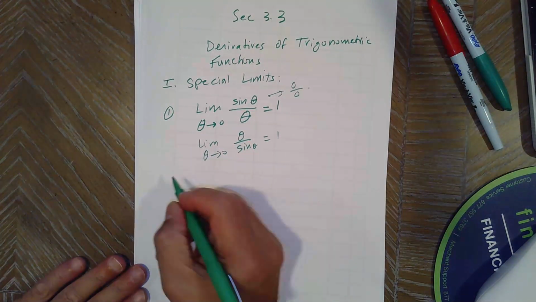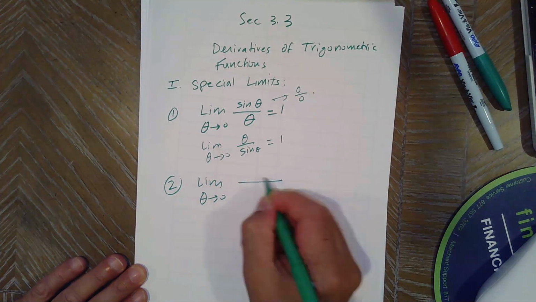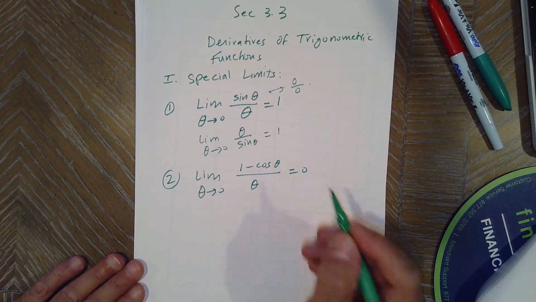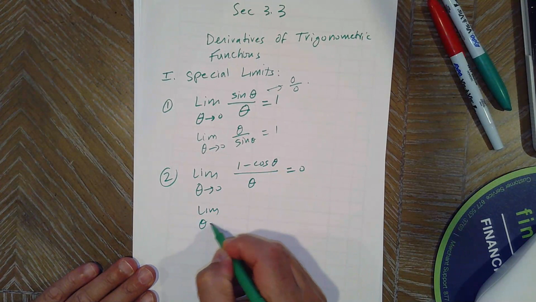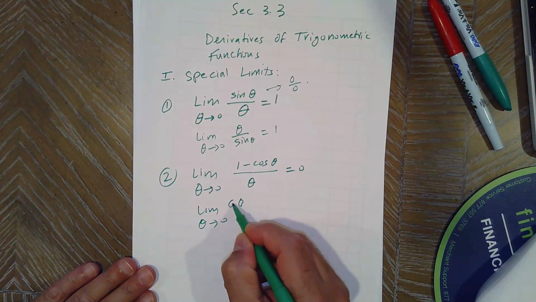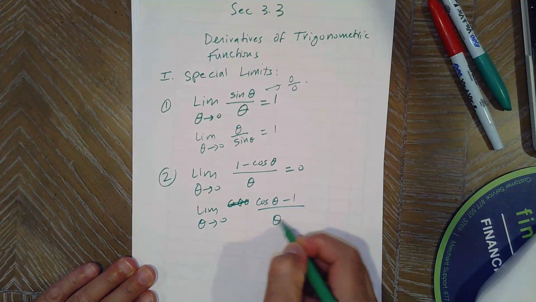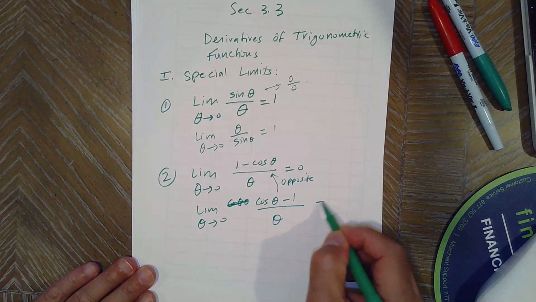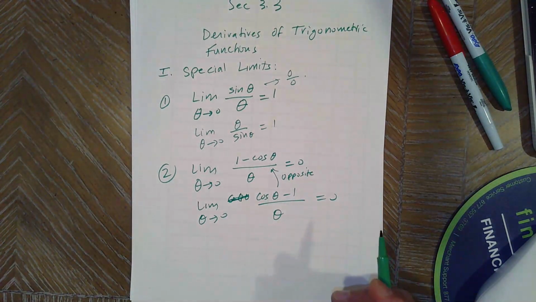And in the same token, we could find the limit as theta goes to 0 of 1 minus cosine theta over theta, but this is going to be 0 if you do the table. And the opposite would be 0. So sometimes you're going to see cosine theta minus 1 over theta. This is the opposite of that, right? Which is, if 0 is for the original, then the opposite of 0 is going to be 0.